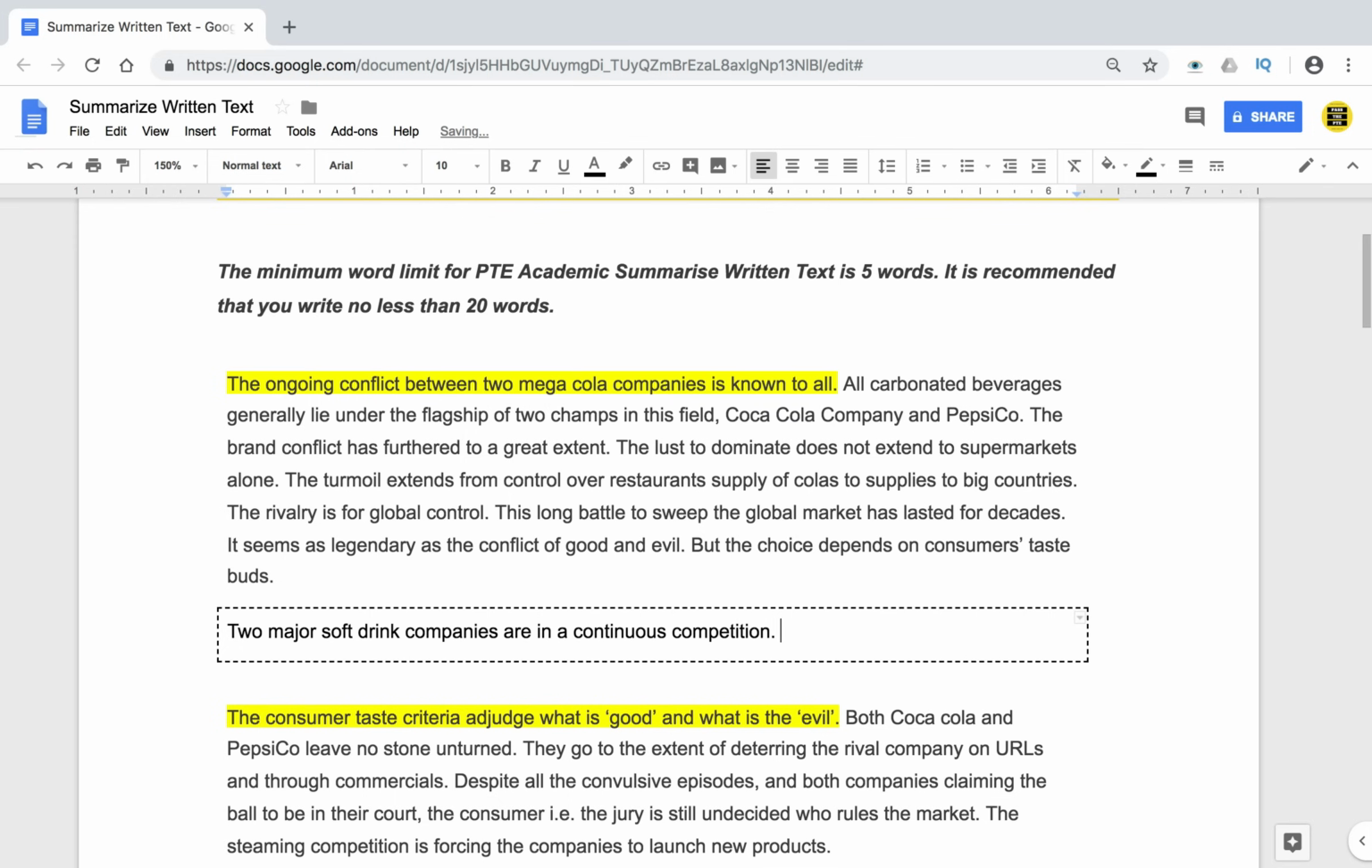Okay, so that is a sentence that I got from theirs. It doesn't have to be exactly the same. I just try to change some words around to say something similar.